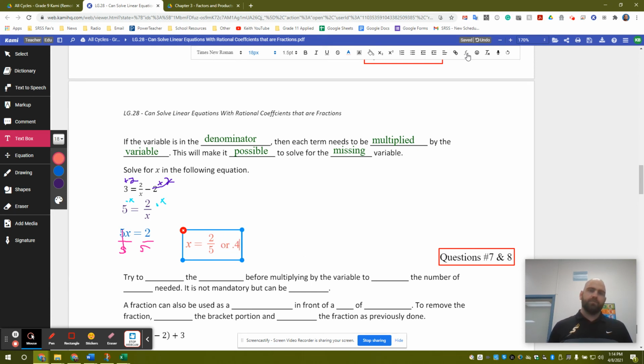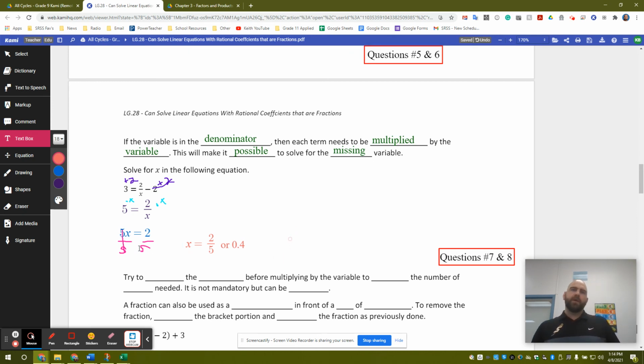Or this is also 0.4, if we keep it as a decimal. But let's keep it as a fraction. That's, again, a much nicer number, and we know that it is an exact number. All right, got a few questions I want you to work on when x is in the denominator. Remember to get the fraction by itself and then multiply by the variable, or x, to solve for, to come up with our final answer. Work on questions 7 to 8 and get those finished.